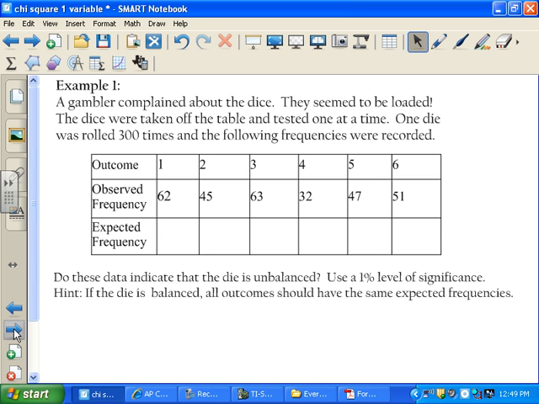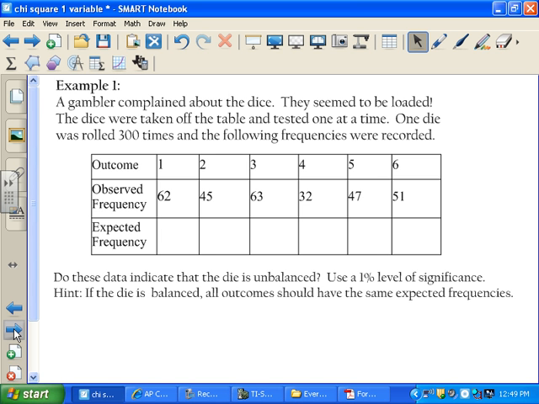But realize we're talking about how many times you rolled the number 1, how many times you rolled the number 2. This is a category up here. The outcome is a number, but it's a category. Does that make sense? So really what we're looking at with this distribution is, is this evidence to say that that die is loaded or not?